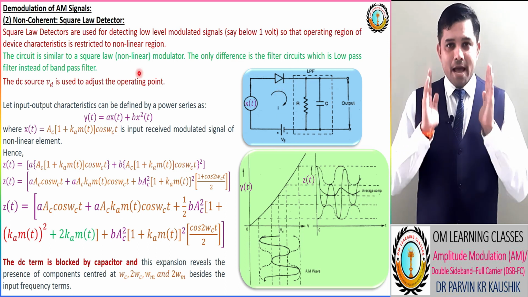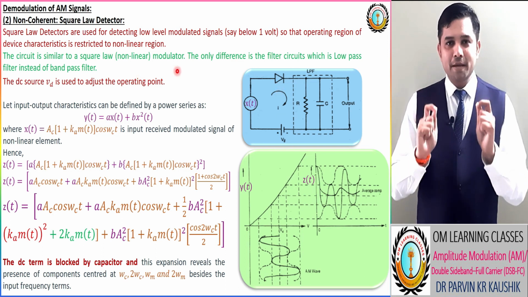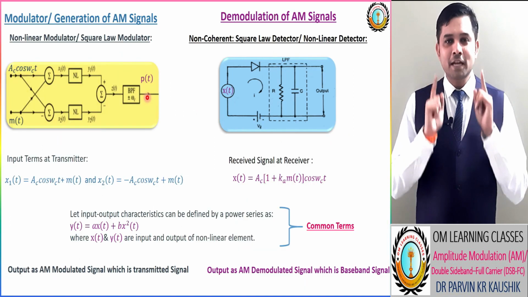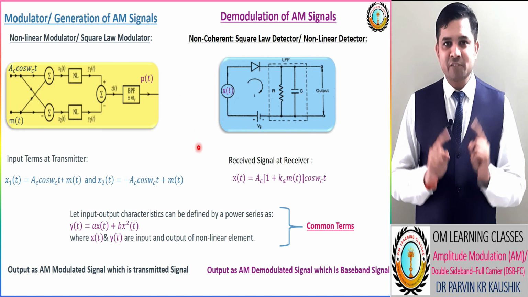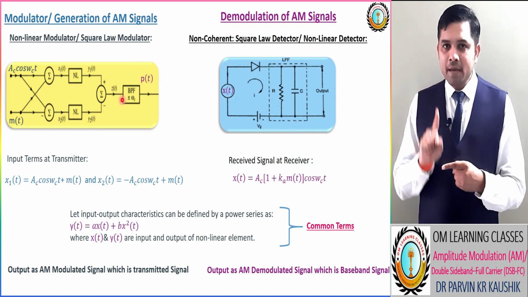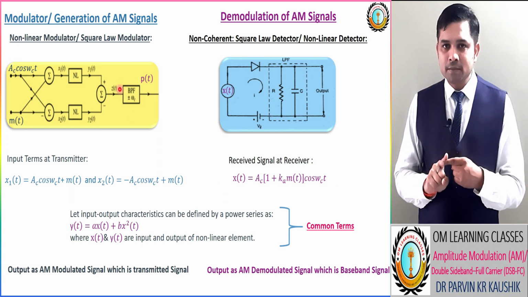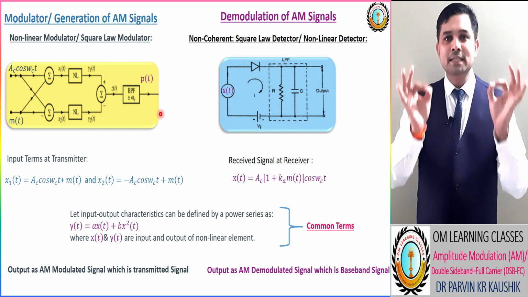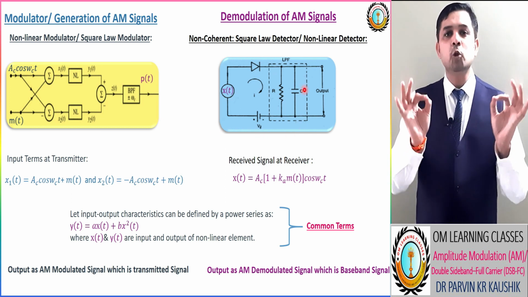Now, as per the diagram, if we compare this diagram with the scalar AM modulator, then we observe two changes. The first and important change is that in the AM scalar modulator we have the band pass filter. In this scalar demodulator we have the low pass filter.